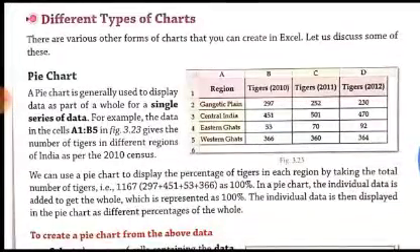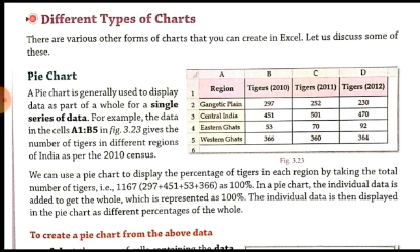So first of all we will start with the pie chart. What is there in a pie chart? It is generally used to display data as part of a whole for a single series of data. If you have a single series of data, then we can display any data in the pie chart as a part of the whole data or as a part of the total.